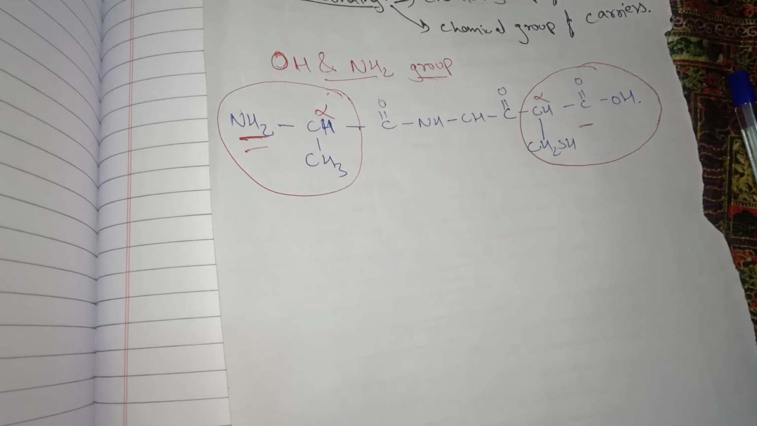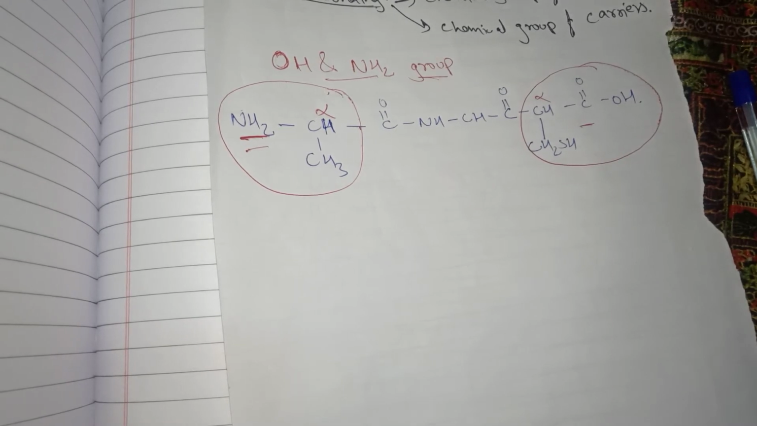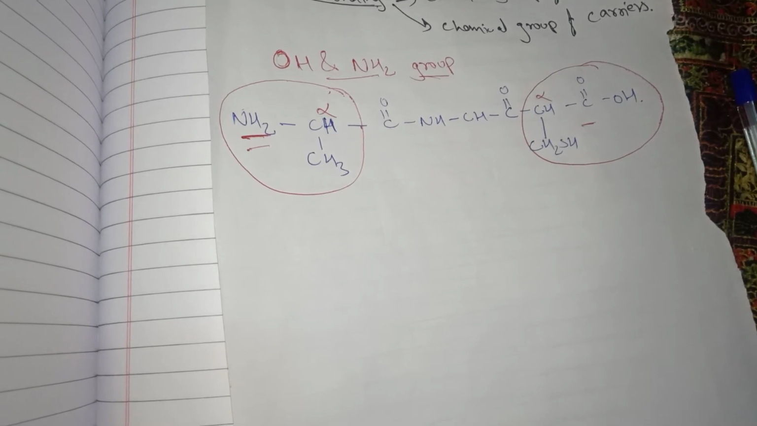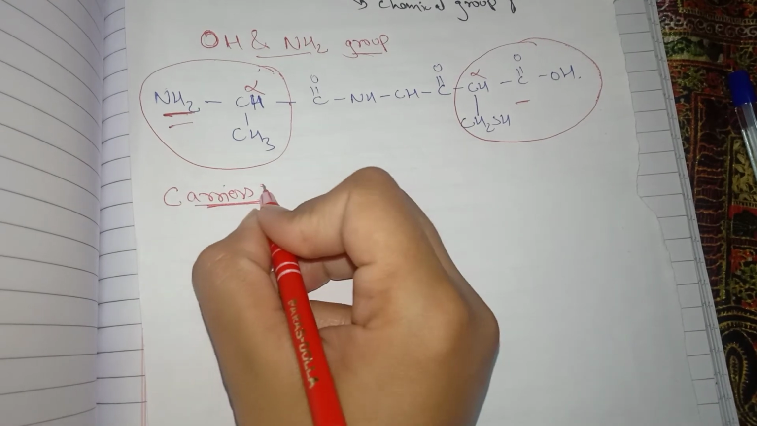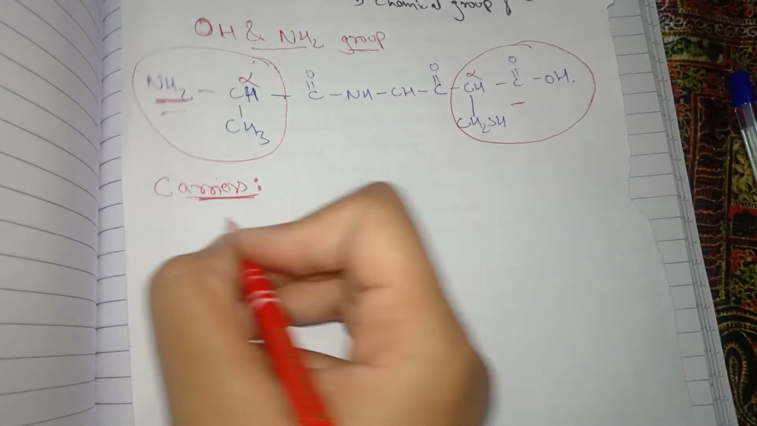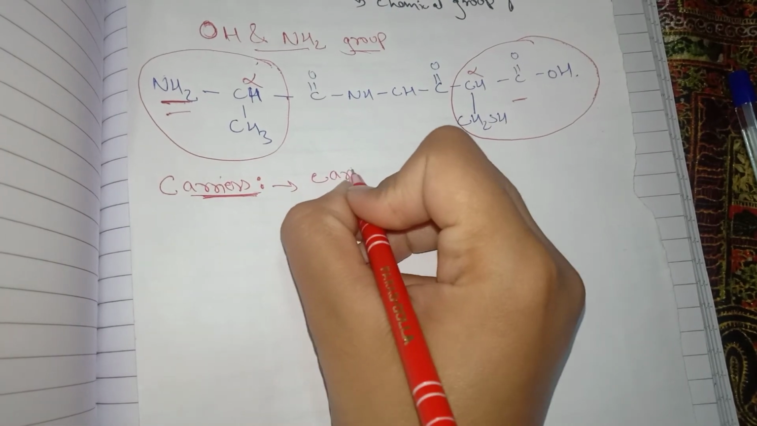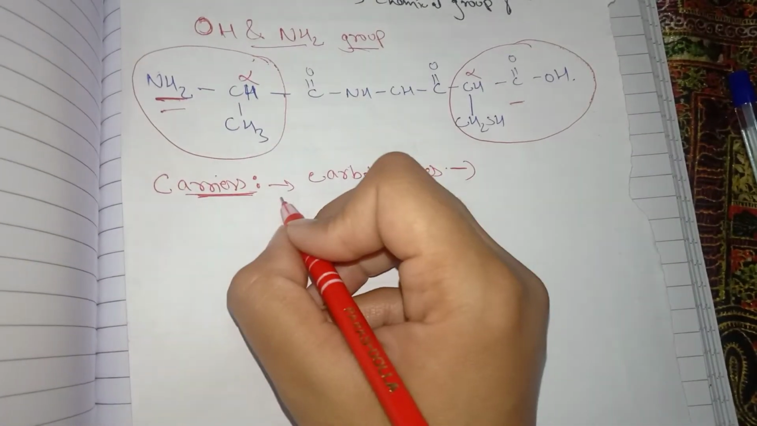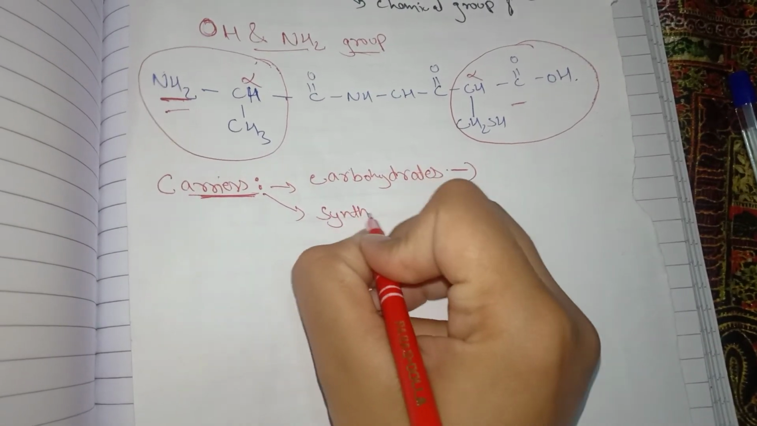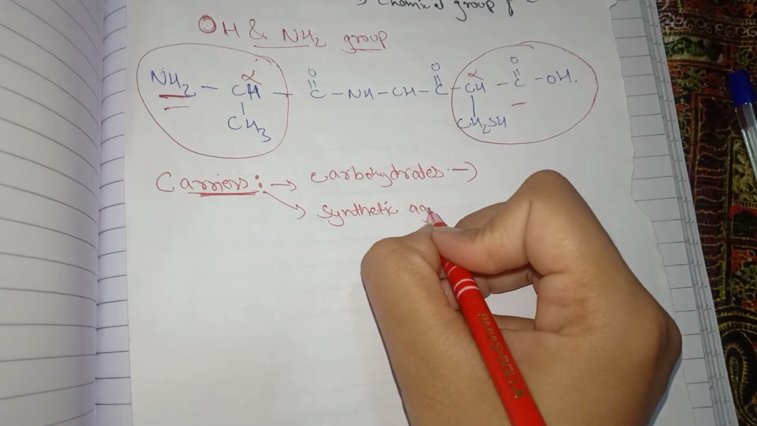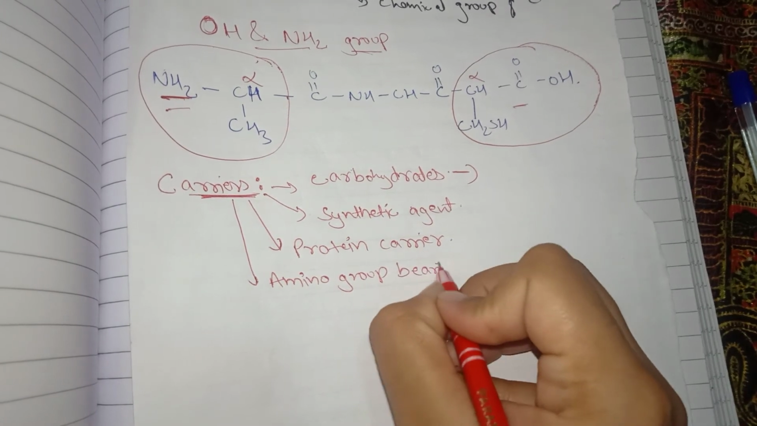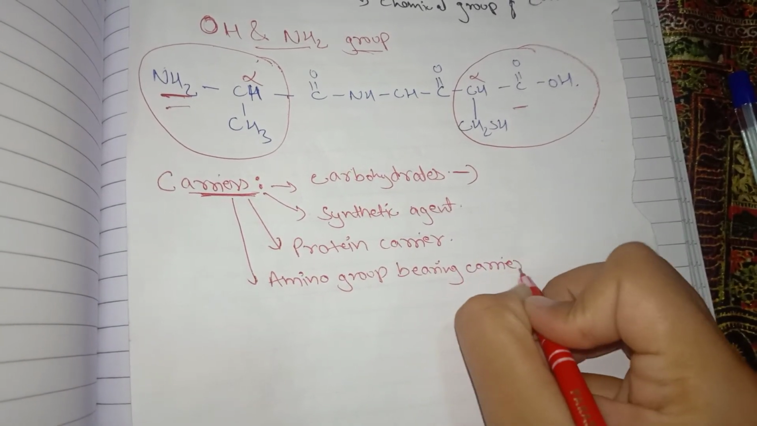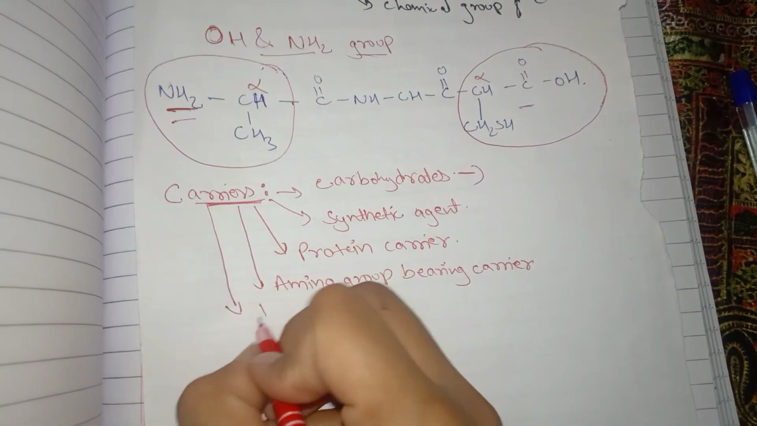Now, chemical groups in the carriers that can form covalent bond with the support are amino groups, hydroxyl group, carboxyl group, thiol group, etc. So, examples of carriers or matrix that can be used for covalent bonding are: first is carbohydrates, second is synthetic agent, third is protein carrier, fourth one is amino group bearing carrier, fifth one is inorganic carrier.